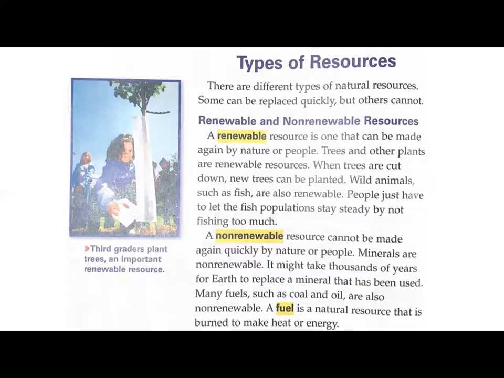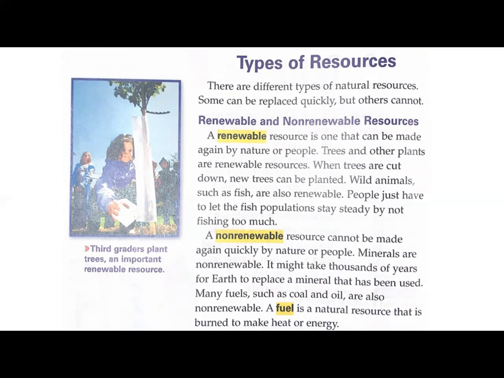Let's look at the types of natural resources. So, there are different types of natural resources, and here we're going to look at the definitions of two very important terms: renewable and non-renewable resources. So what's a renewable resource? A renewable resource is one that can be made again by nature or people. That means if you have a tree or plants, these are renewable resources. When a tree is cut down, new trees can be planted. The same goes for wild animals such as fish, which are also renewable. People just have to let the fish populations stay steady by not fishing too much.